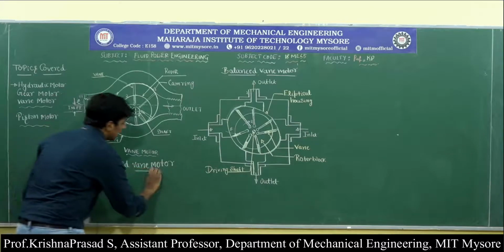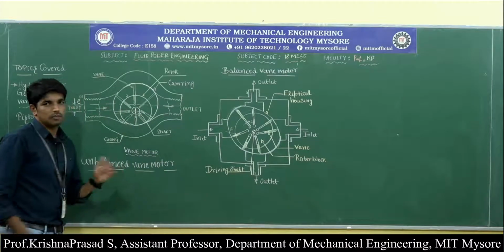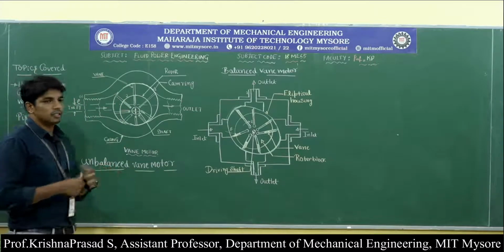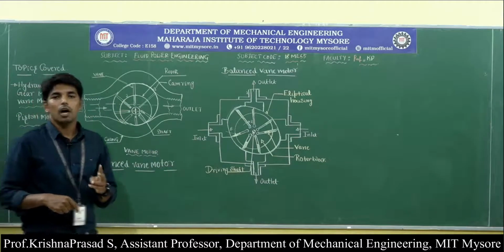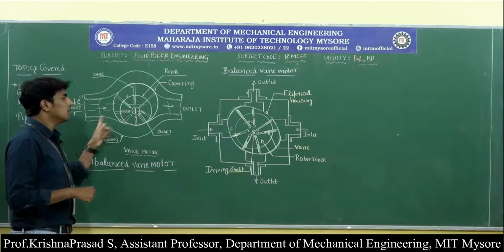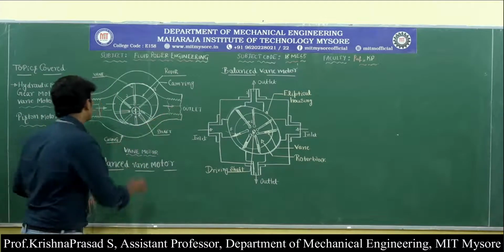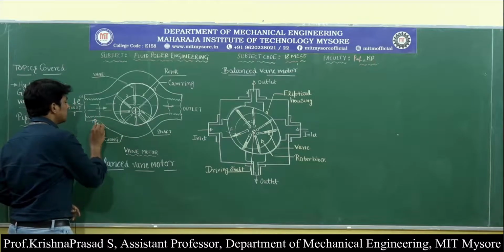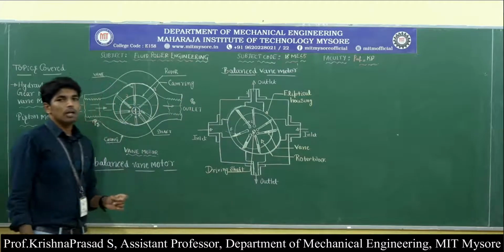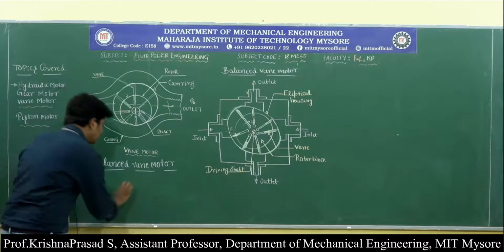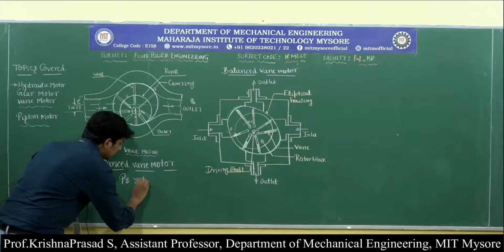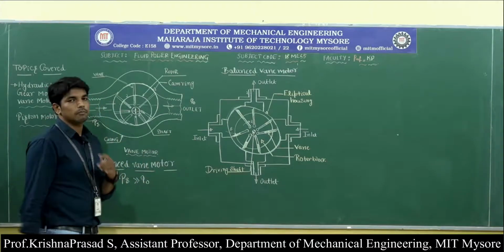Why is it called an unbalanced vane motor? That is very important. In the case of the unbalanced vane motor, two pressures exist. One is called the system pressure, and the other is called the outlet pressure. System pressure is called PS and outlet pressure is called PO. And very important, the system pressure PS is always greater than the outlet pressure.